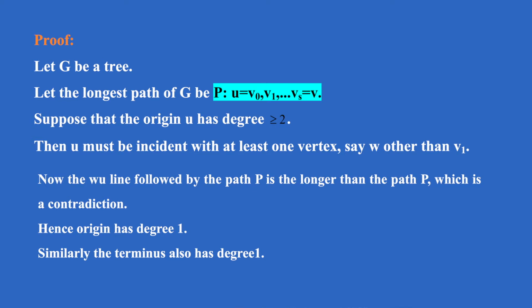Suppose that the origin u has degree greater than or equal to 2. Then u must be incident with at least one vertex, say w, other than v1. Now, the edge wu followed by the path P is longer than the path P, which is a contradiction. Hence, the origin has degree 1. Similarly, we can prove that the terminus also has degree 1.